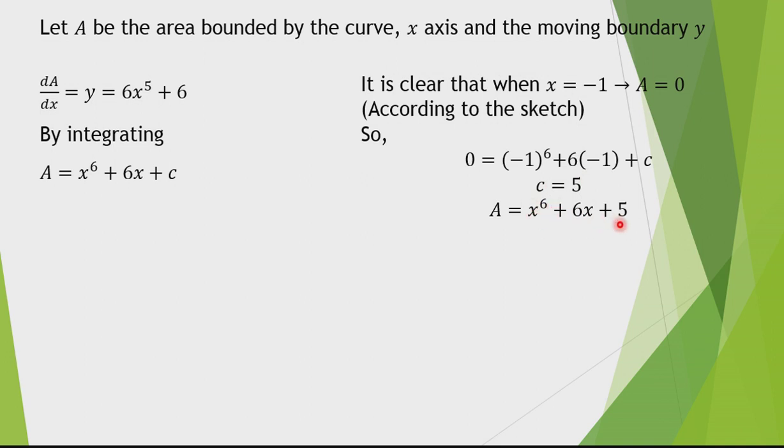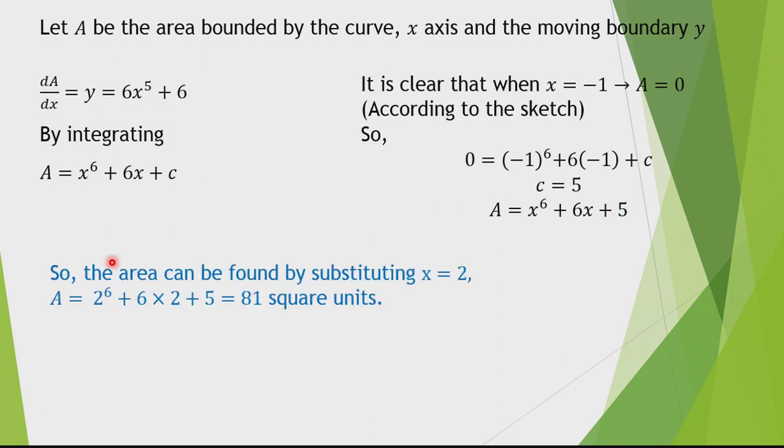Finally we get that area is equal to x to the power 6 plus 6x plus 5. This is the general solution. This is the general result that you can use to find out the area from x equal to -1 up to somewhere on the curve. In this case we have to find the area up to x equal plus 2. So what do I do? I substitute x equal plus 2 in this general solution. When I put x equal to 2 there, I get the answer as 81 square units.